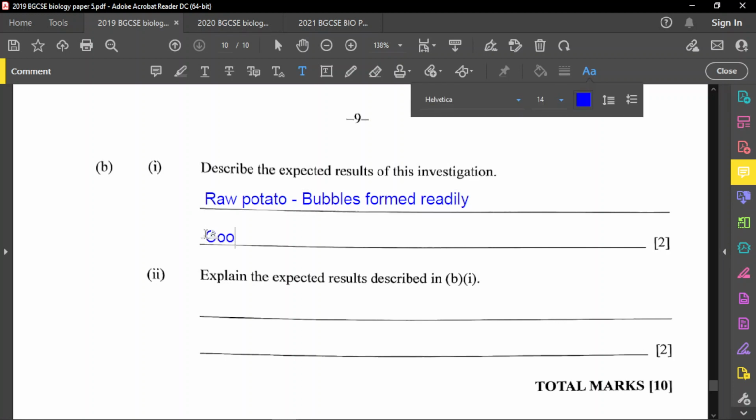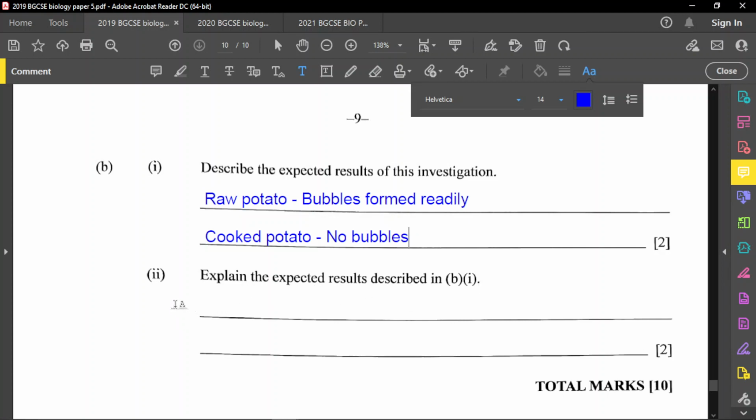Now, for cooked potato, what you will see is no bubbles. So this will be no bubbles at all. And you must know why by now, why there would be no bubbles, right? Remember, catalase is an enzyme. And if you cook the potato, what happened to catalase? It was destroyed, it was denatured.